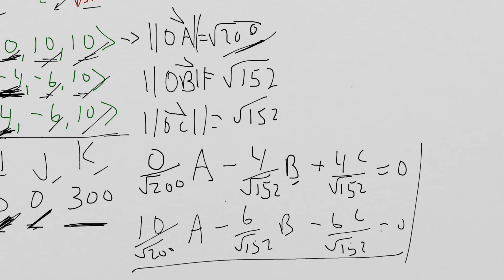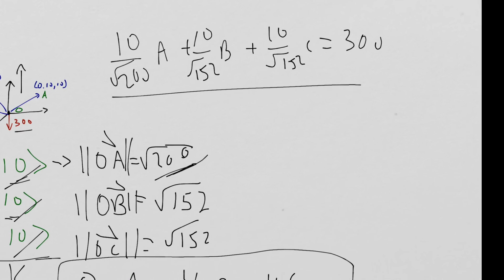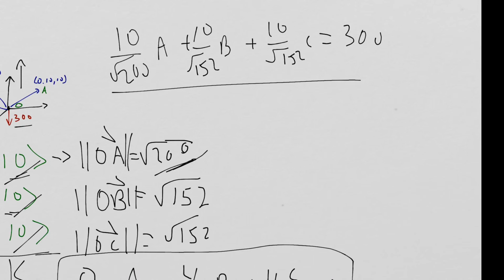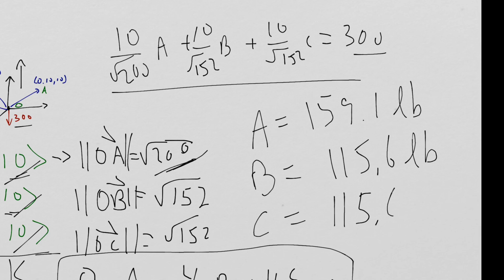All you have to do now is put them into your RREF and solve for A, B, and C. When you do that, you should get an A magnitude of 159.1, and since our weight is in pounds, this will be pounds. B is 115.6, that's also pounds. And C is the same, 115.6 pounds.